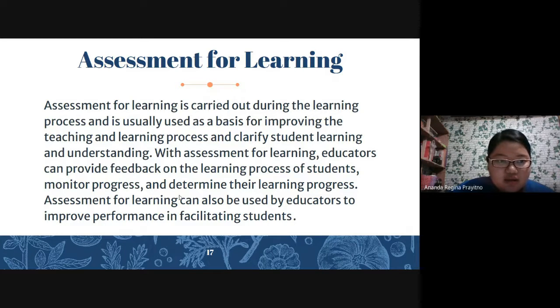And also, assessment for learning can be used to improve performance and facilitate the student. Various forms of formative assessment, such as assignments, presentations, projects, including quizzes, are examples of assessment for learning. Next, Putra.